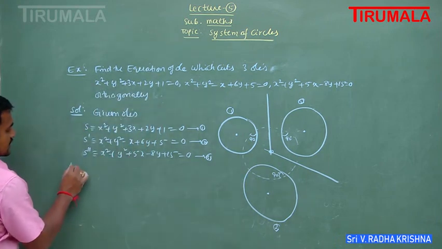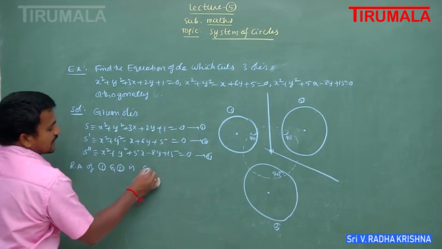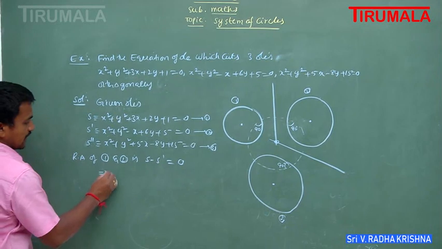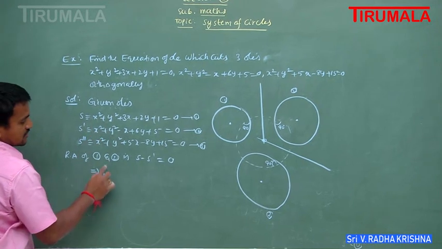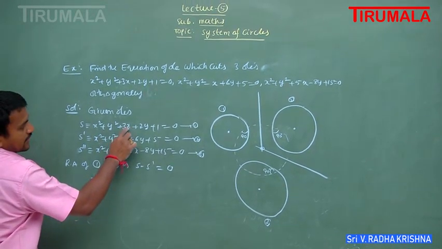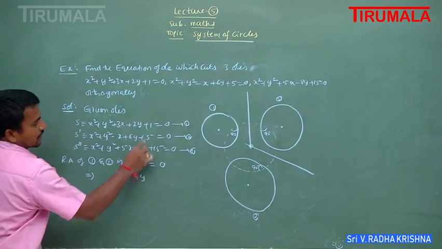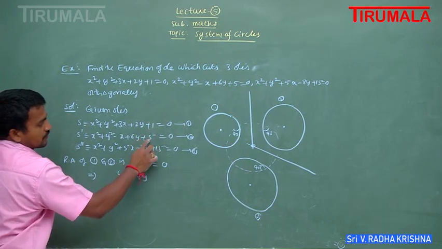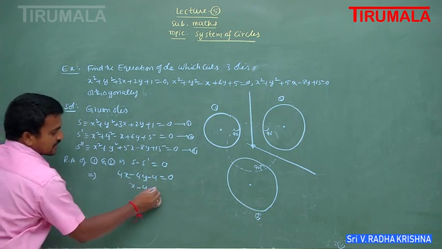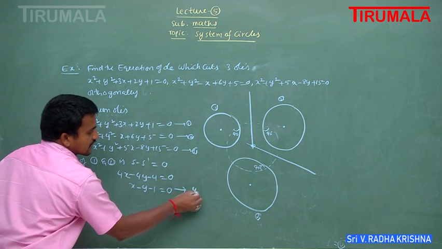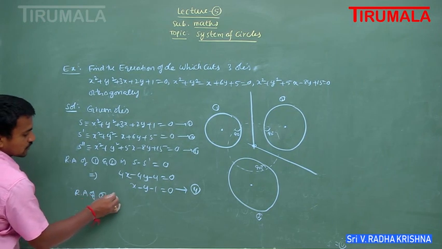So the radical axis of 1 and 2 is S minus S' equal to 0. That implies S minus S'. We subtract from this to this: x square minus x square is 0, y square minus y square is 0. 3x minus of minus x means 4x. 2y minus 6y means minus 4y. 1 minus 5 means minus 4, equal to 0. So one of the radical axes is x minus y minus 1 equal to 0. This is equation number 4. So next, the radical axis of 2 and 3 is.